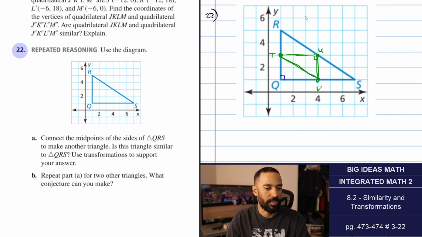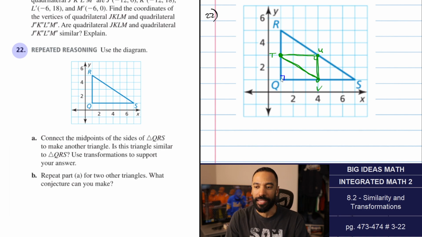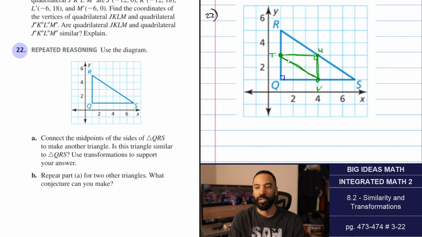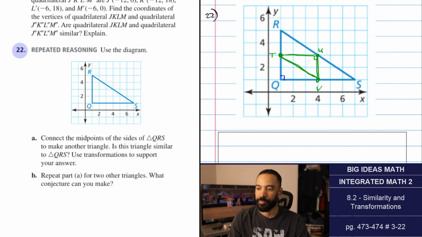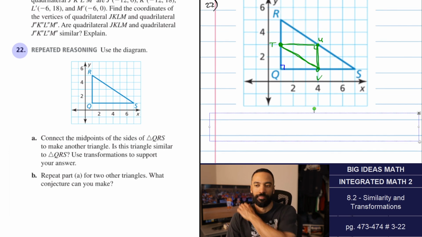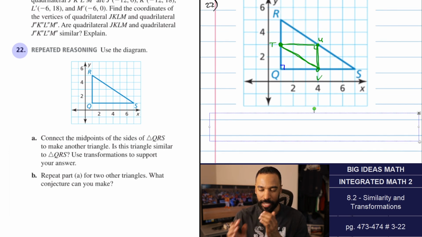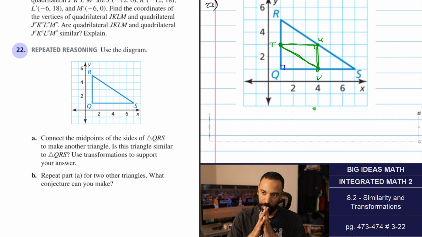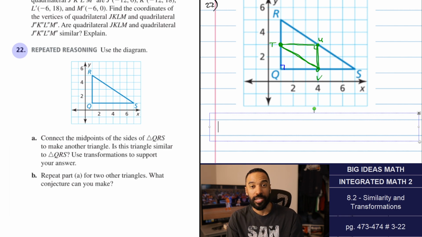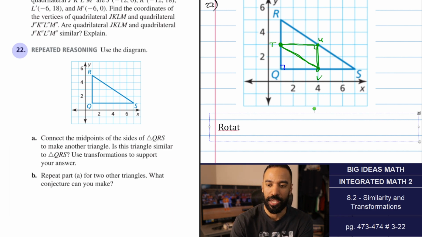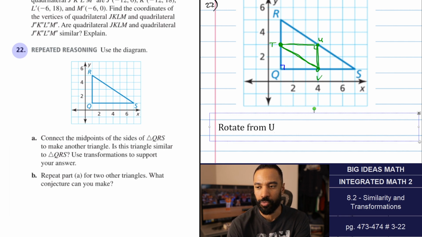So use transformations to support your answer. This can be a rotation, right? I can take this triangle here, and I can rotate it. I can even rotate it around this midpoint, this U. Rotate. Well, how do I best want to rotate it? Because I have to dilate after, and I need a center. Oh, yeah, I can rotate and dilate from the same place, right? Rotate from U, the new point U, 180 degrees.